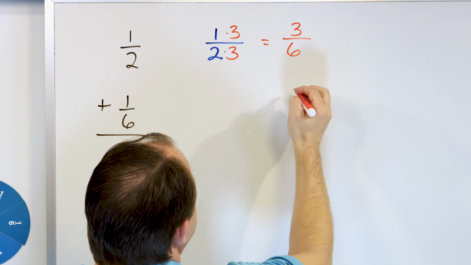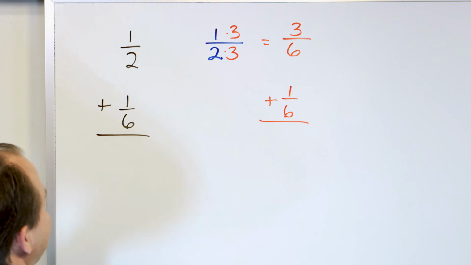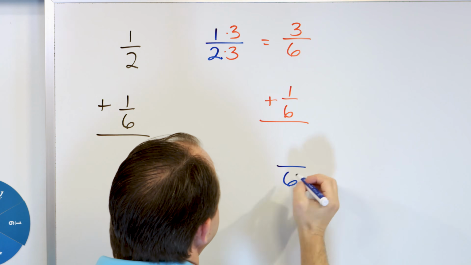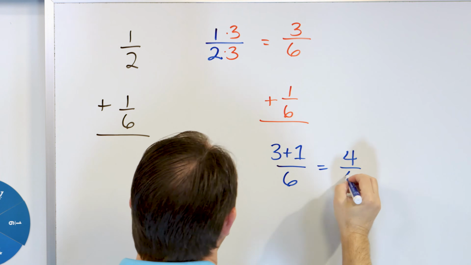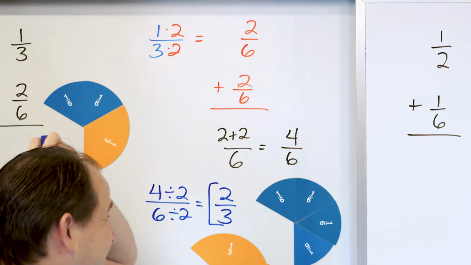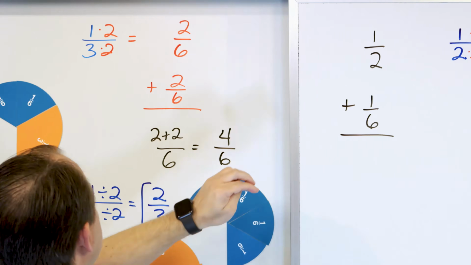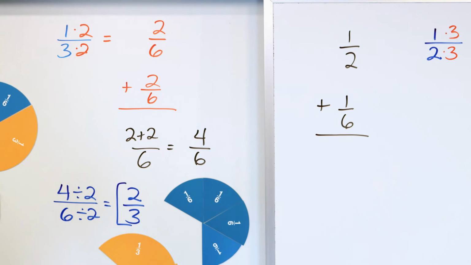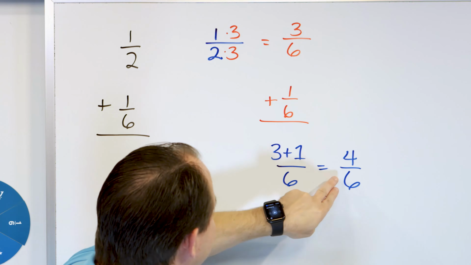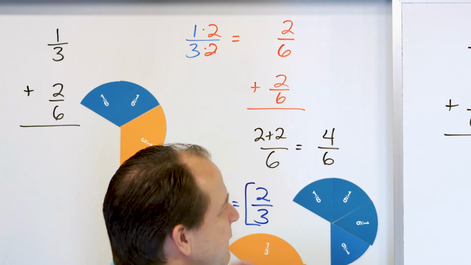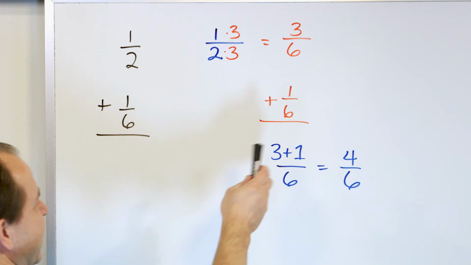Let's add that to 1/6, and let's add these fractions together. We have the same denominator now, 6, and so 6 goes on the bottom. 3 plus 1 goes on the top, and so what do we get? 4/6. Actually, it turns out that we get exactly the same answer that we did in the last problem, even though the fractions look completely different. Here is 1/2 plus 1/6, and here we had 1/3 plus 2/6. The actual answer that we get once we add these fractions together is 4/6, which is exactly the same in both cases.